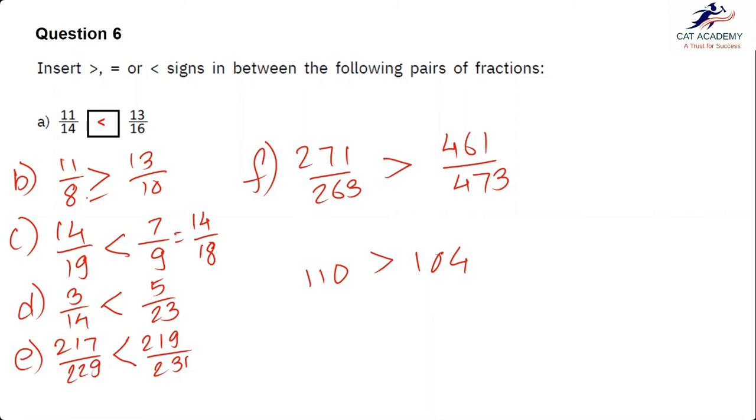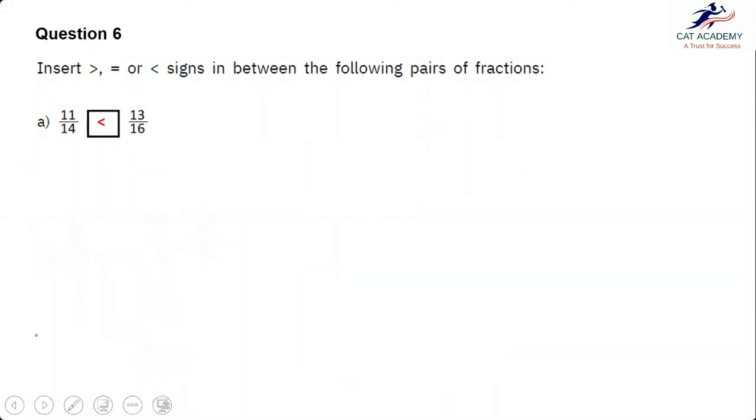In C, still 14 into 9, that's 126. And 19 into 7, that's 133. So this one is greater. See, same answer. So your method is not important. Okay?